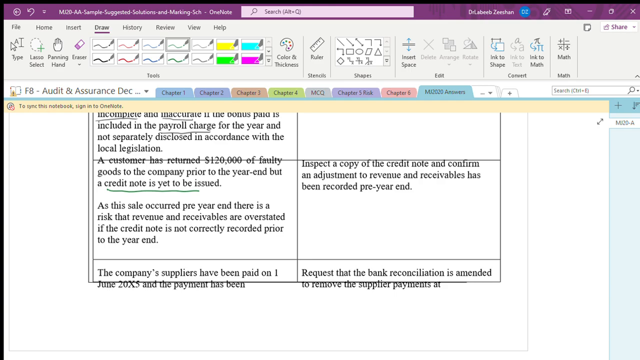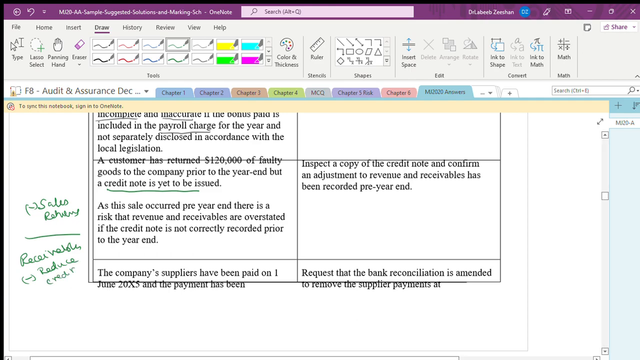What you have to do, see, when there has been a return, what will happen? There should be sales returns, minus sales returns. Not only sales returns, but also in the receivables. Is it right? Also in the receivables, you have to reduce that credit sales. So as a result, there is a risk that the revenue and receivables are overstated. Maybe they have not deducted it from the sales as well as from the receivables, if the credit note is not correctly recorded at the year end.